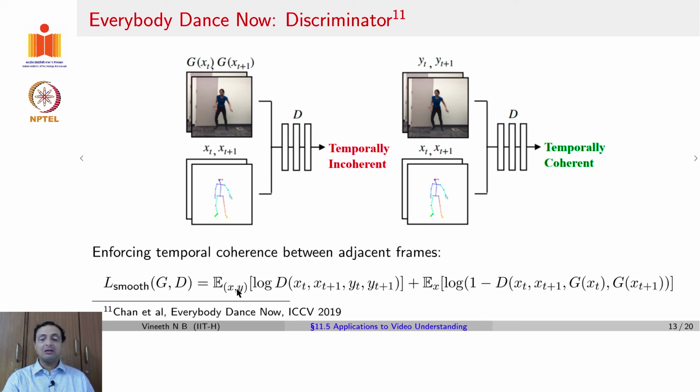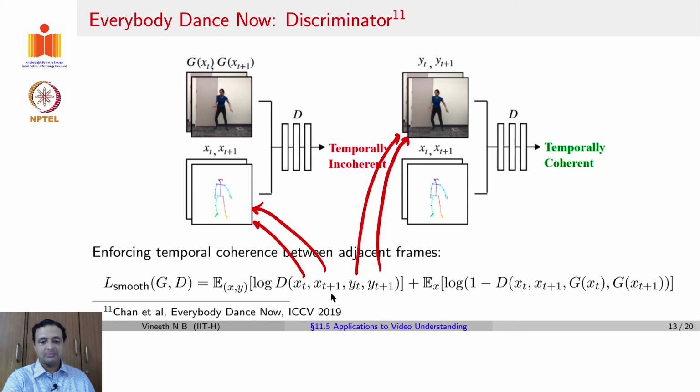So your standard GAN loss looks like you have the log likelihood of discriminator looking at XT plus 1, which are the pose information of a frame at time t and the pose information at time t plus 1. YT and YT plus 1 are the expected frames, the ground truth frames for the same pose locations, and G(XT) and G(XT plus 1) are the generated frames.